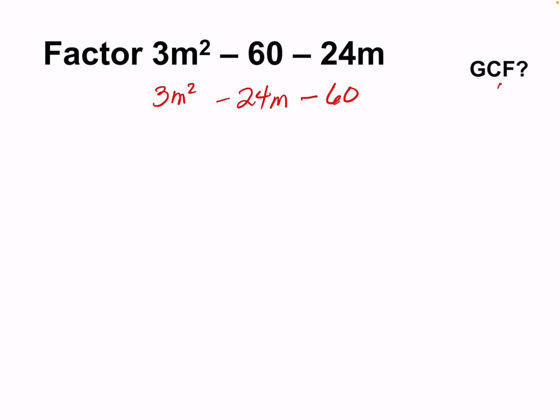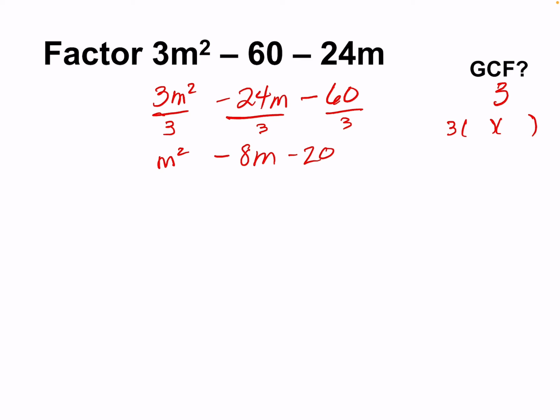Yeah, our GCF is 3. And don't forget, that will be part of our answer. This term is divisible by 3. That leaves me with m squared. This term's divisible by 3. That leaves me negative 8m. And this term's divisible by 3. That leaves negative 20. Don't forget, 3 is going to be in the answer. It's going to look like this, okay? That GCF is part of the answer. We've just factored it out.